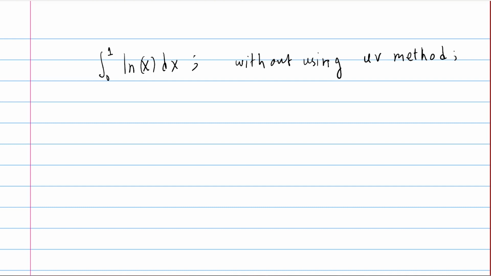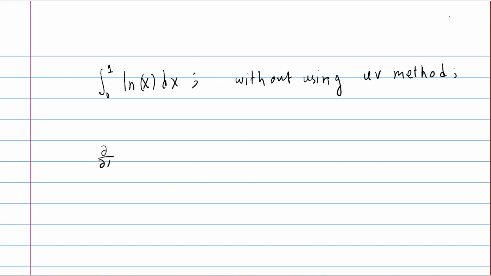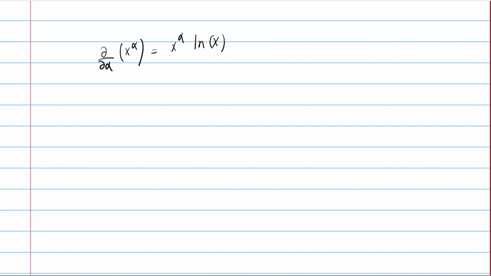Before we evaluate the integration, we have to guess a function. So let's do some calculation. Partial differentiation with respect to alpha of x to the power alpha is going to be x to the power alpha ln x. We can show that easily by some calculation.